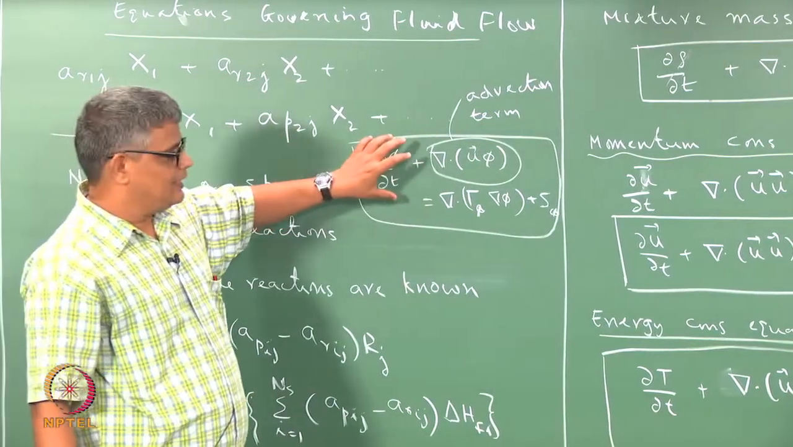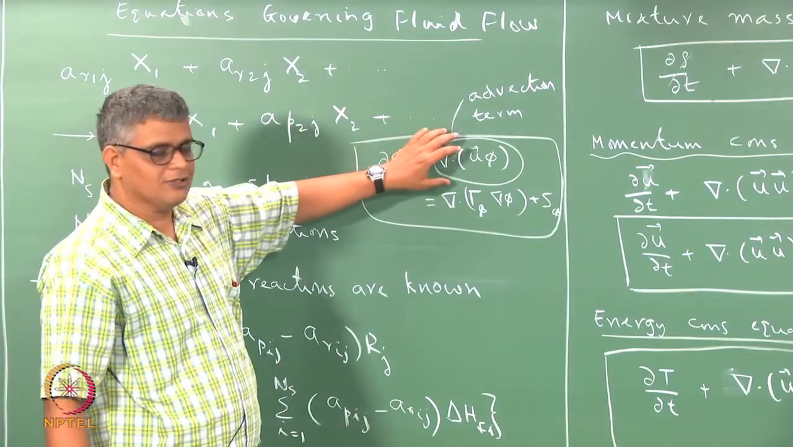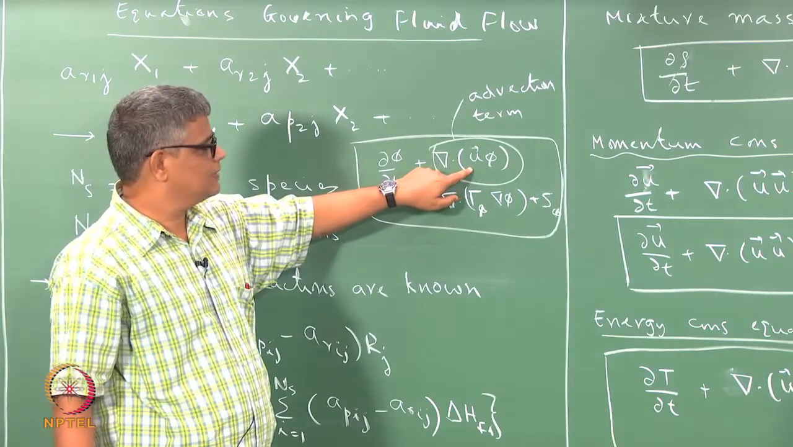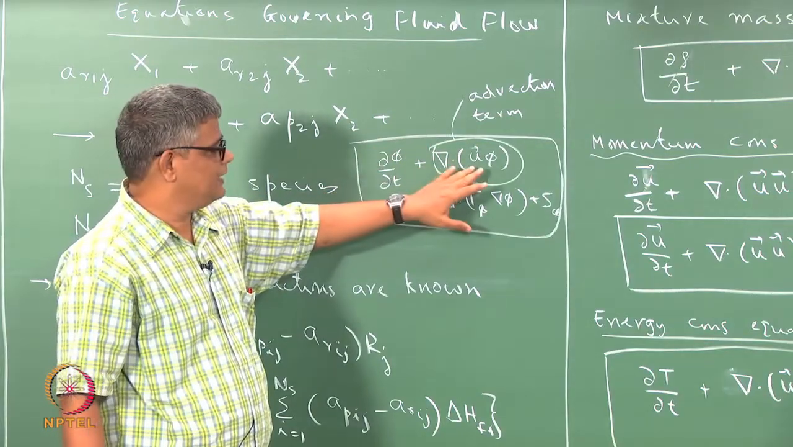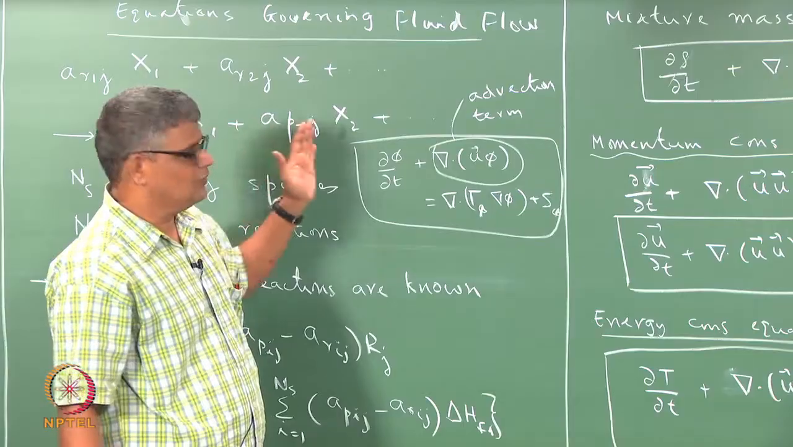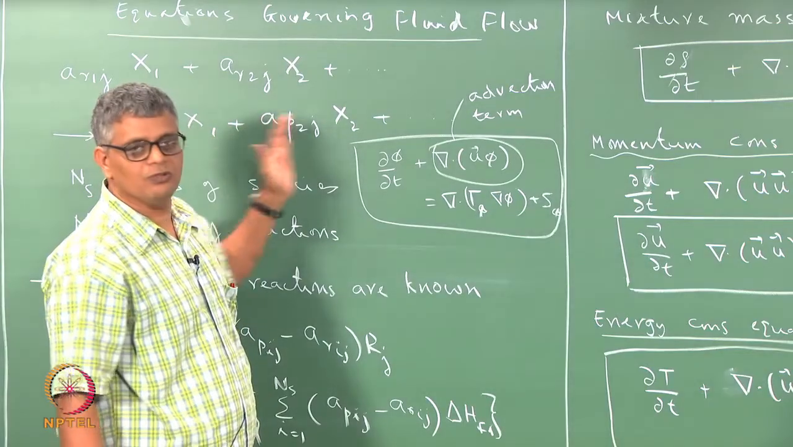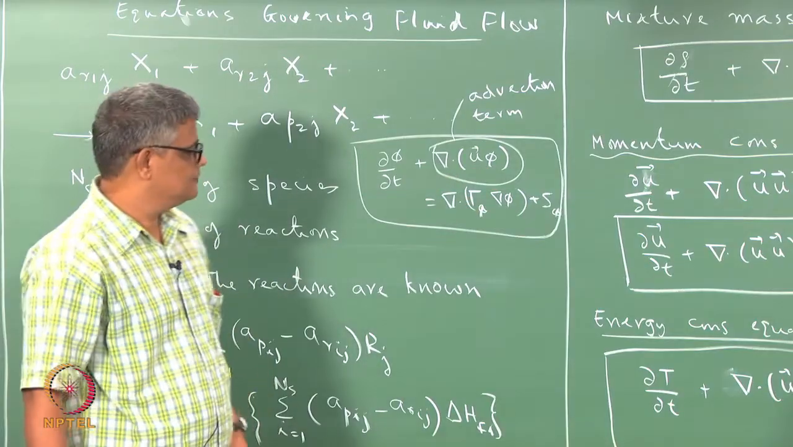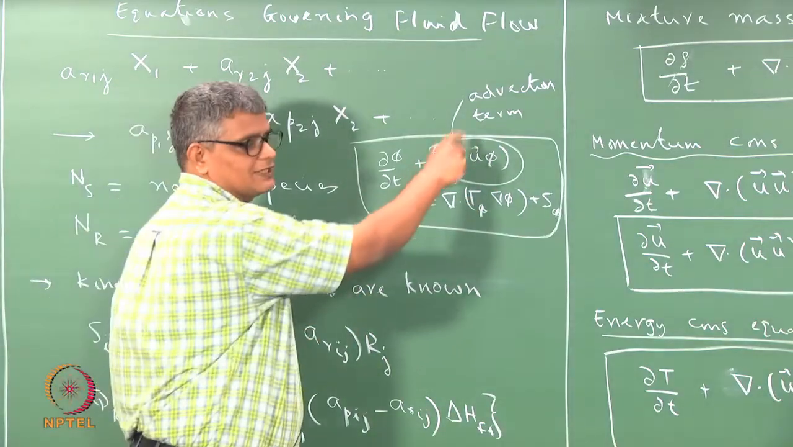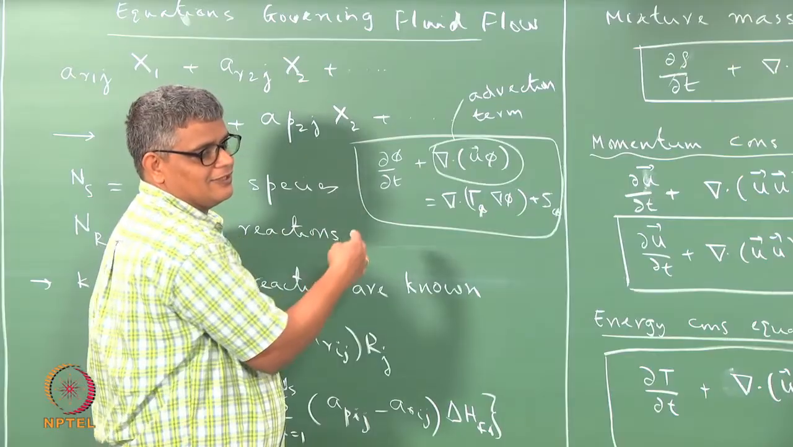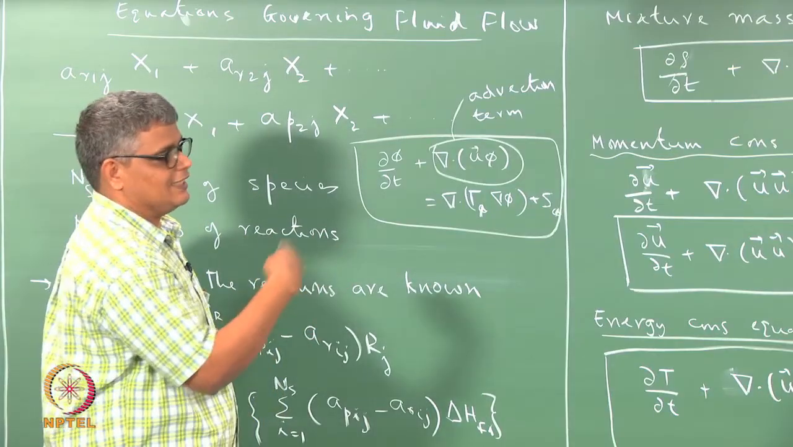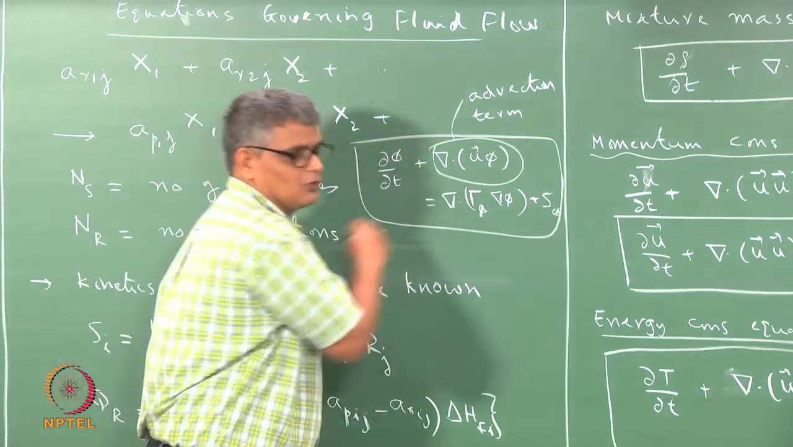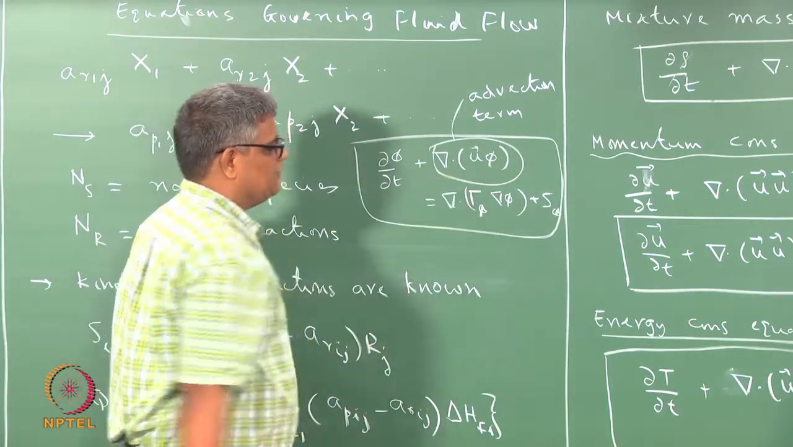The change in a quantity phi at a particular point may arise because of the convective nature of the flow, because of the fluid velocities. This is known as the advection. That is the net difference between what is being taken out and what is being brought in into our control volume, and that is the advection term.